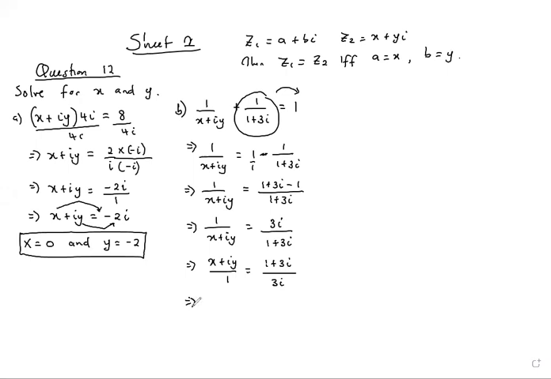So we now have x plus iy is equal to, we conjugate, multiplied by negative 3i. So we get x plus iy is equal to negative 3i plus 9 over 9.